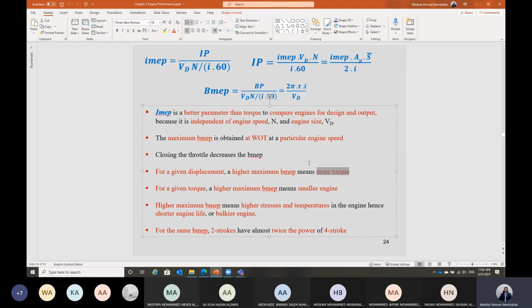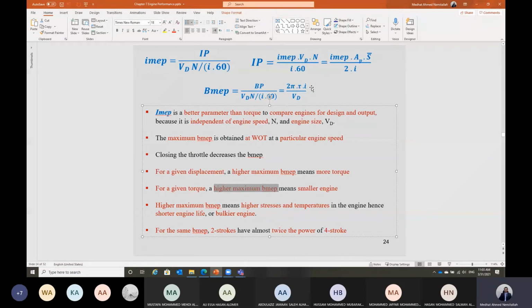But when we compare the torque, it depends on the engine size, so it is misleading unless they have the same engine size, the same engine CC. At a given RPM, if the two engines have the same torque at the same RPM, then the one that has the higher brake mean effective pressure should have a smaller engine displacement, because the brake mean effective pressure is the brake power divided by the displacement volume, and the brake power is equal to torque times omega.